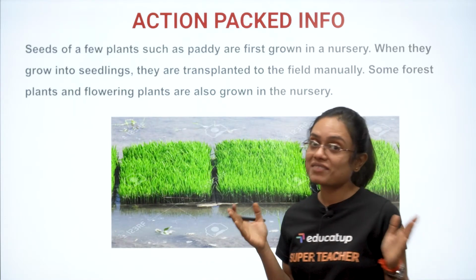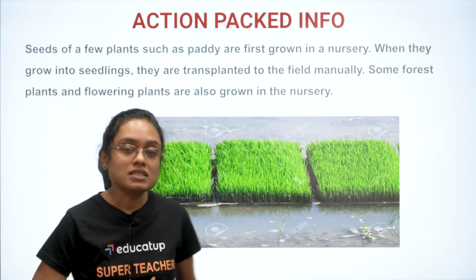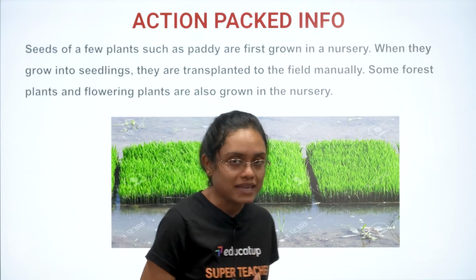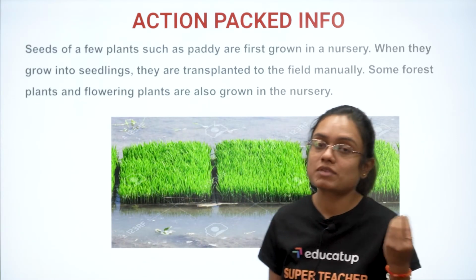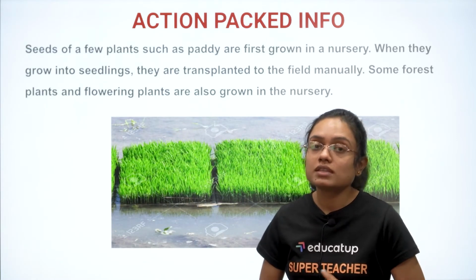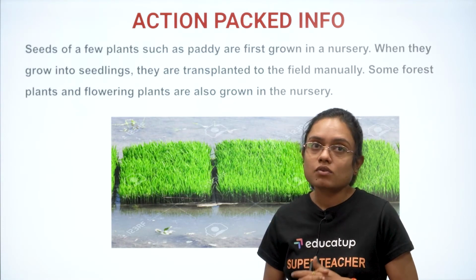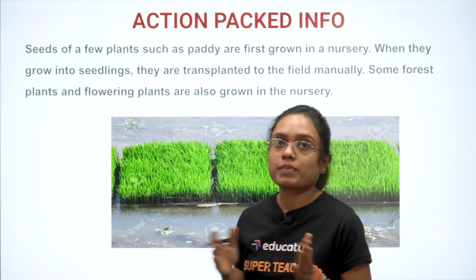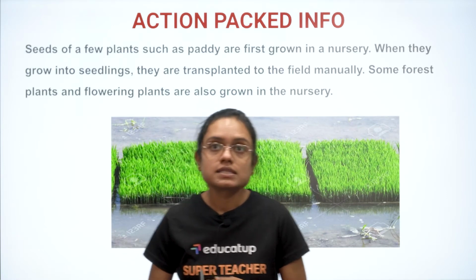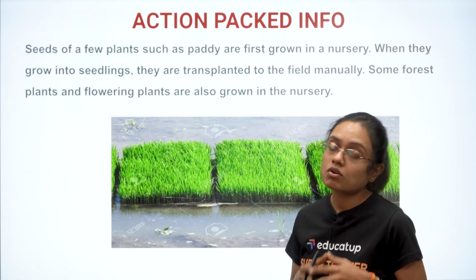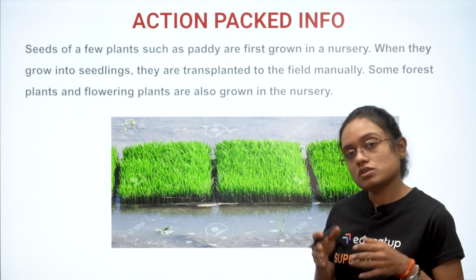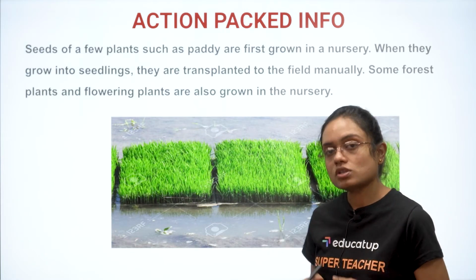Action-packed info, guys, something very interesting and important for you. Seeds of a few plants such as paddy, or dhan, from which we get rice, are first grown in a nursery. When they grow into seedlings, they are transplanted to the field manually. Some forest plants and flowering plants are also grown in the nursery. So nursery is a place where you get all the essential conditions for growing.